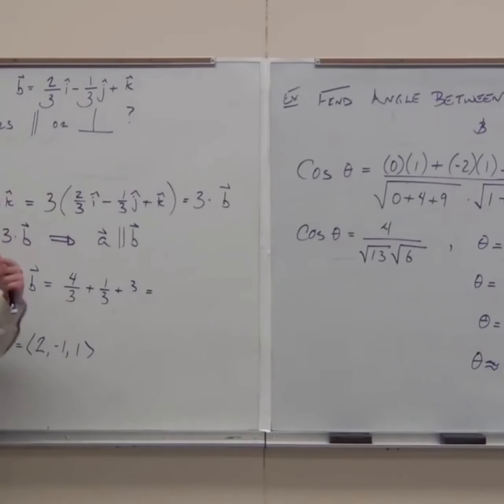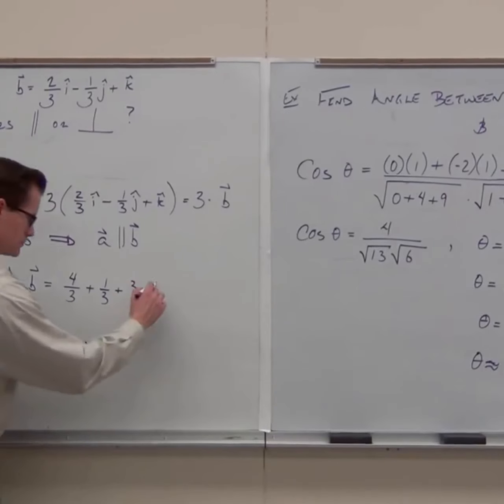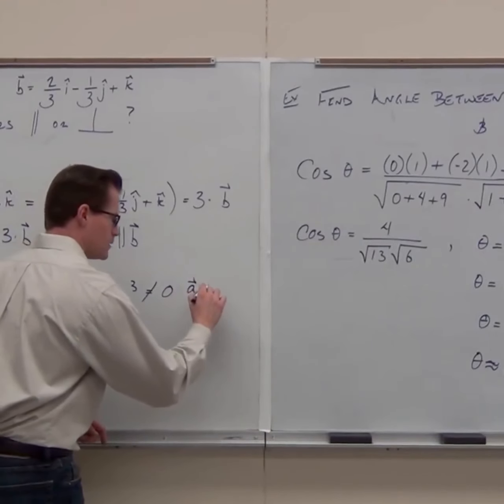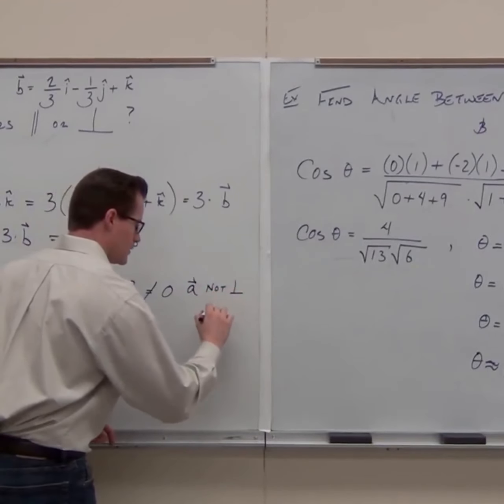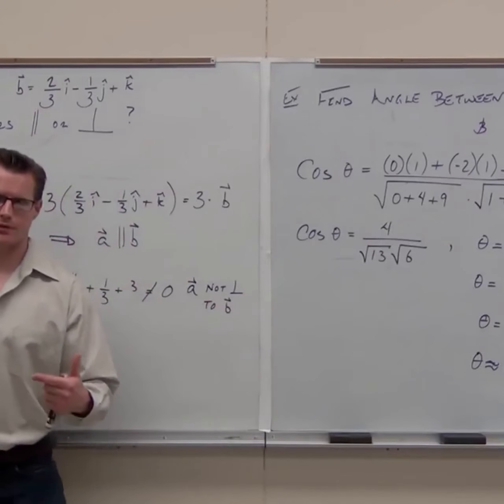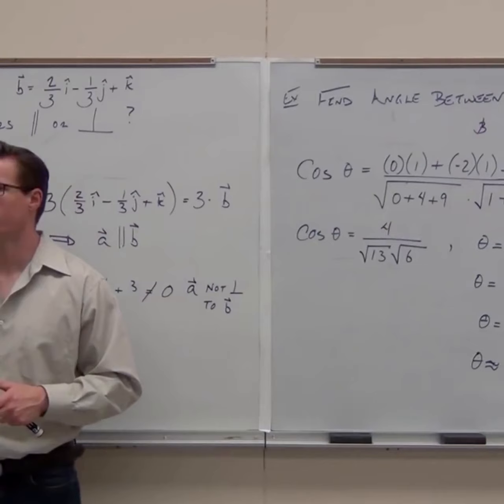Did you get 4/3 plus 1/3 plus 3? I don't even care what that is. What's it not? Therefore, A is not perpendicular to B. That's what I want you to show that as.